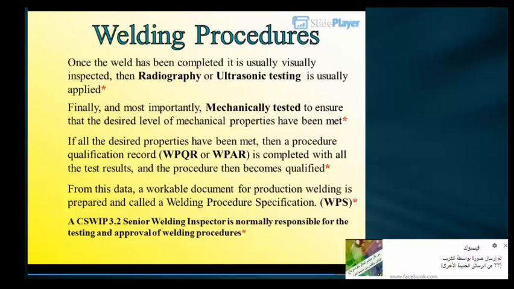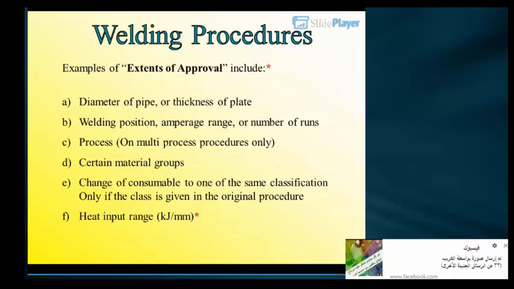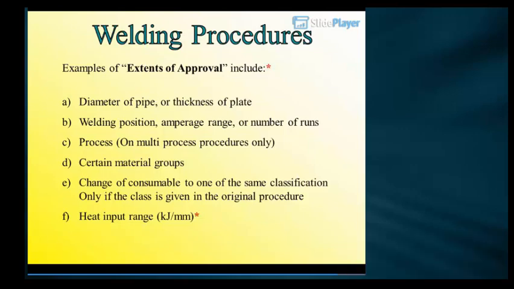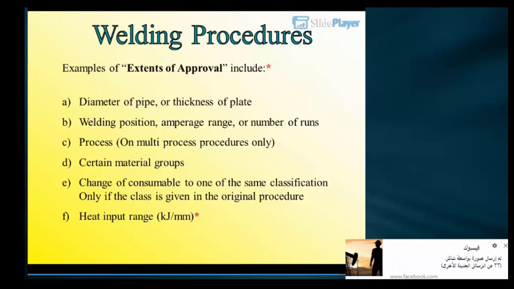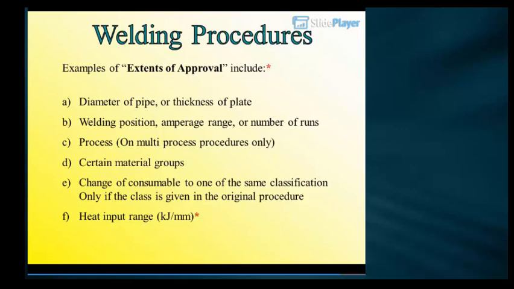A CSWIP 3.2 Senior Welding Inspector is normally responsible for the testing and approval of welding procedures. Welding procedures, examples of extensive approval include: A. Diameter of pipe, or thickness of plate. B. Welding position, amperage range, or number of runs. C. Process, on multi-process procedures only. D. Certain material groups. E. Change of consumable to one of the same classification only if the class is given in the original procedure. F. Heat input range, kilojoules/mm.